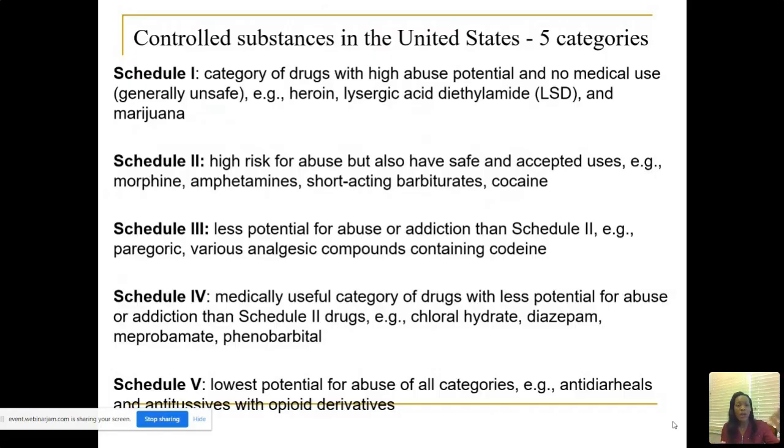Whereas as you go up with the class as far as number, look at Schedule 5. Schedule 5, those have a lot of medical purposes. Your antitussives, they have a lot of medical purposes, anti-diarrheals, but who abuses them?